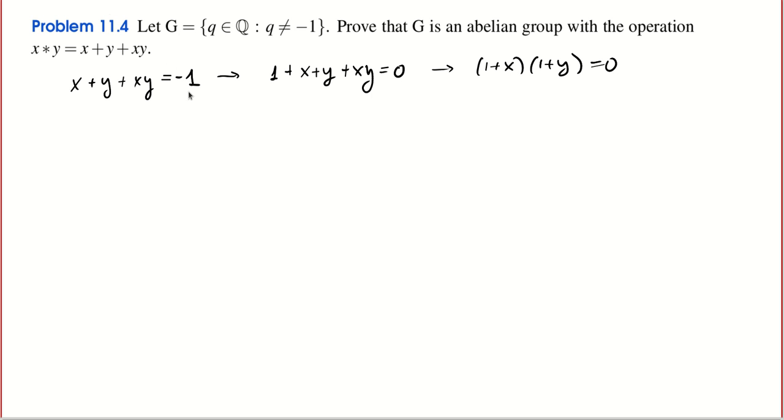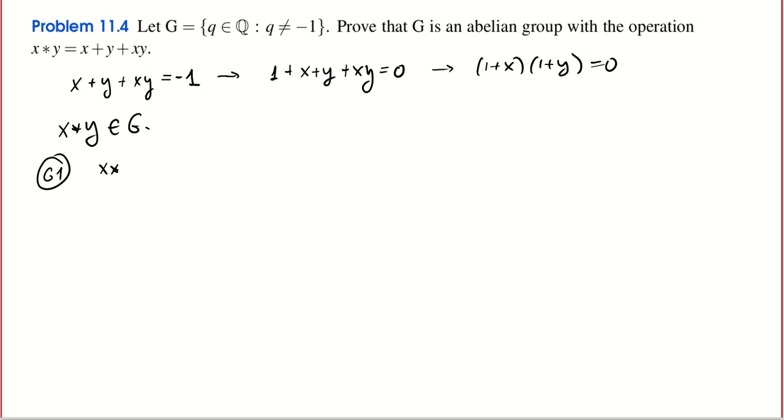So since this is never 0, this is never -1, and then this is a valid operation because this product belongs to G, no matter what x and y are, if they are elements of G. Okay, that's the first thing. So now we need to check the properties of the group. The first one is associativity.